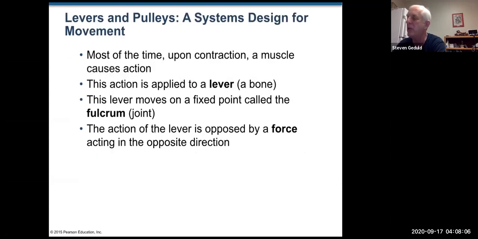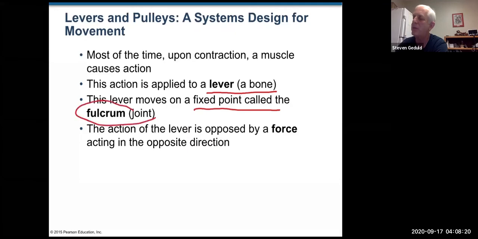Most of the time, when you contract a muscle, something usually happens: the muscle causes action. This action is applied to a lever, and the lever is a bone. The lever moves around a fixed point called the fulcrum, which is your joint. The action of the lever is opposed by a force that acts in the opposite direction, whether it's gravity or something else. You're acting against another force.